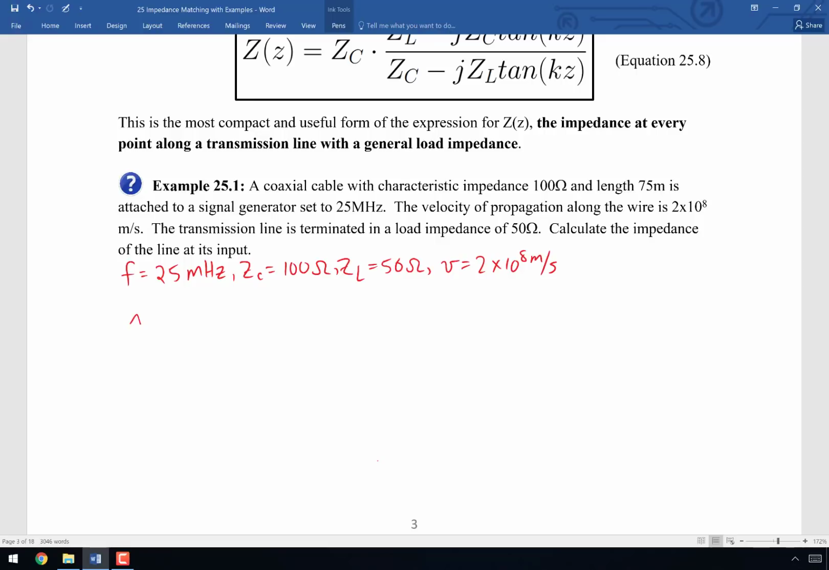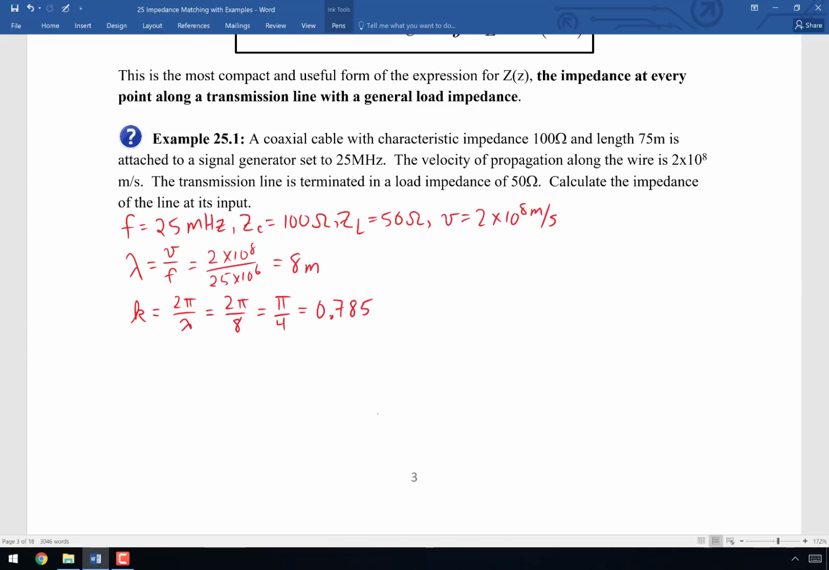So lambda is going to be the velocity divided by the frequency, which is 2 times 10 to the 8th divided by 25 times 10 to the 6th. That gives me 8 meters. So the wavelength of this signal is 8 meters. And let's calculate the wave number. That's going to be 2 pi divided by lambda, which is 2 pi divided by 8, which is pi over 4. If you want the most precise answer, it's pi over 4, or you can write it out to 3 significant figures as 0.785. I'll tend to keep it as pi over 4 because it's important to get the answer as precise as we can.